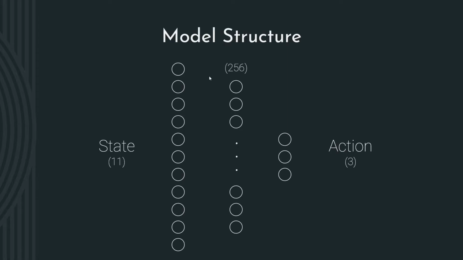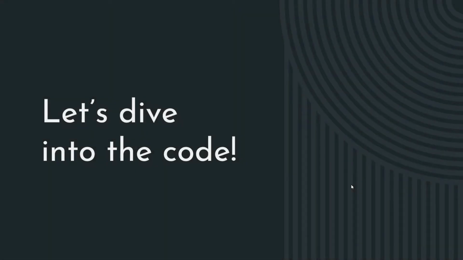Then we have the hidden layer, which I gave an arbitrary value of 256, which just worked out. I'm not going to get into exactly how hidden layers work, but I do have a research paper that's written, and you can read more about hidden layers and what they do in that paper. So now let's dive into the code.